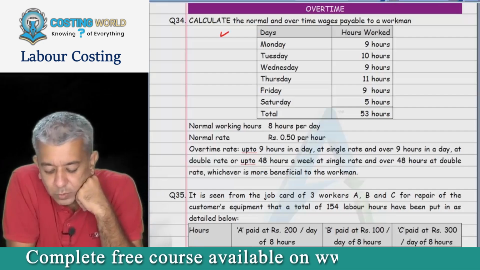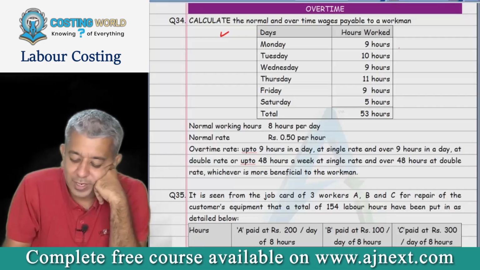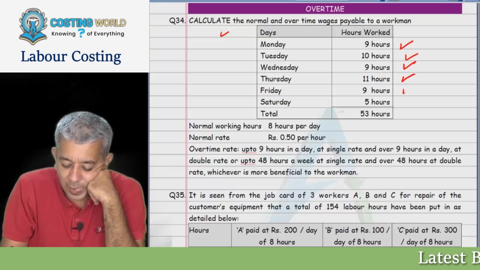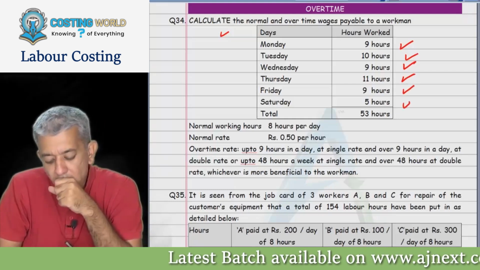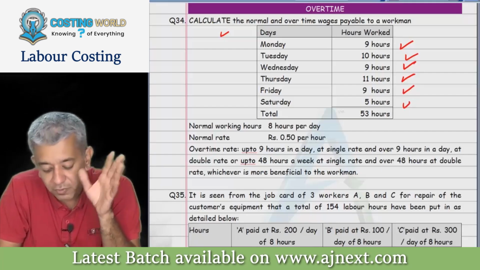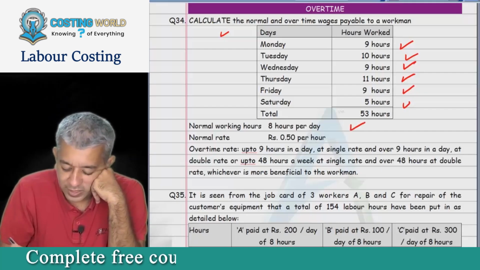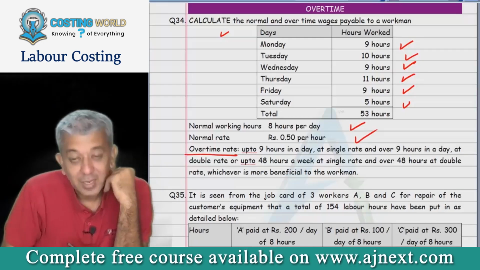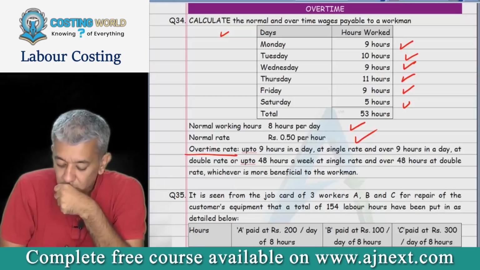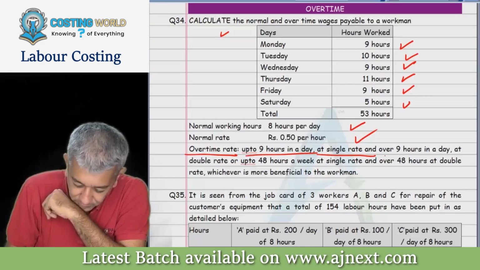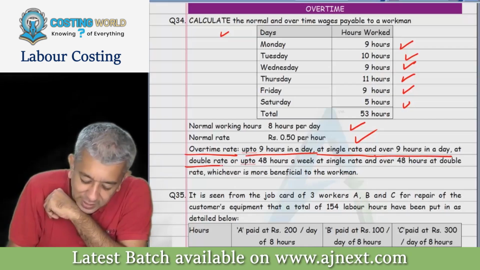Calculate the normal and the overtime wages payable to a workman. So Monday he has worked for 9 hours, Tuesday 10 hours, Wednesday 9, Thursday 11, Friday 9. On Saturday he has worked for 5 hours. In all 53 hours. Normal working day is 8 hours. Normal rate is 0.5 per hour. Overtime: now see, read carefully.